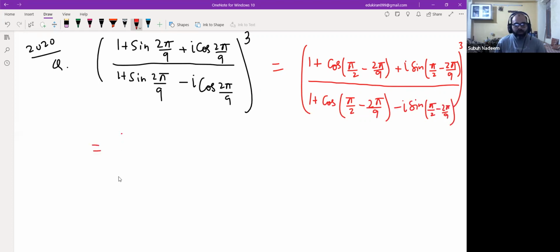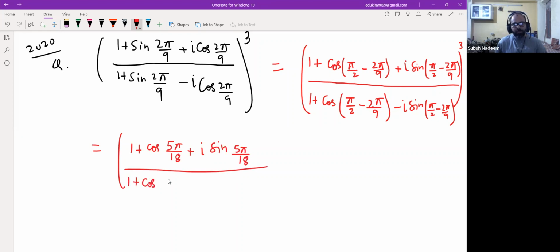So this will become equal to 1 plus cos 9 pi minus 4 pi, that is 5 pi by 18, plus iota sine 5 pi by 18, upon 1 plus cos 5 pi by 18 minus iota sine 5 pi by 18, to the power 3.